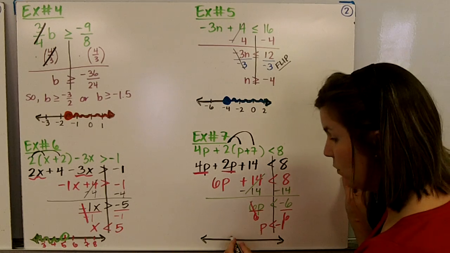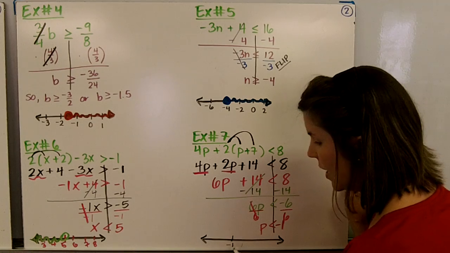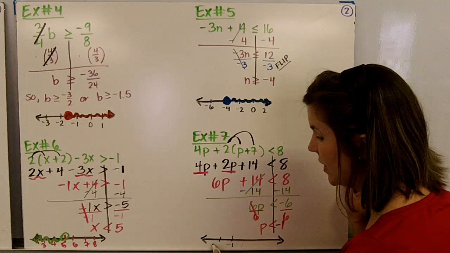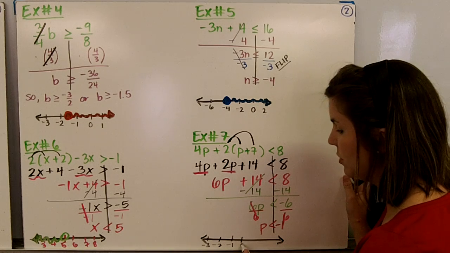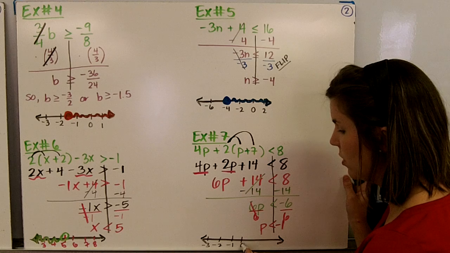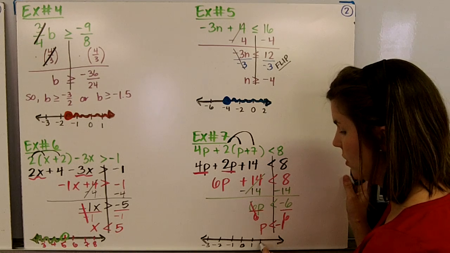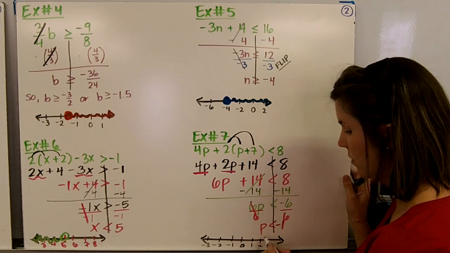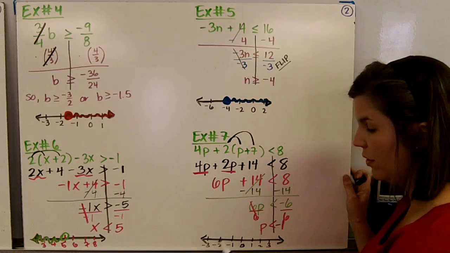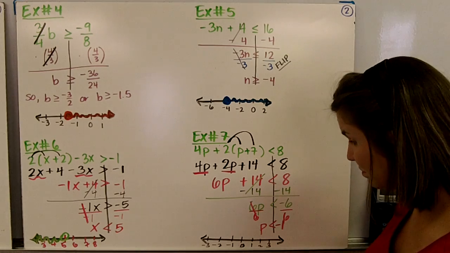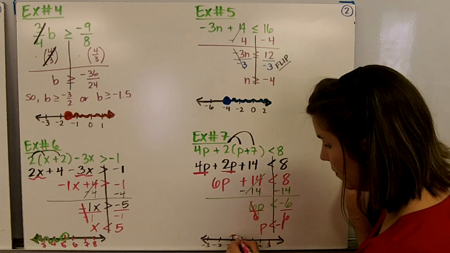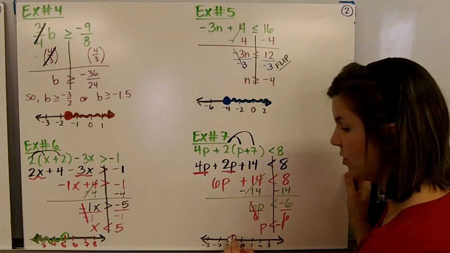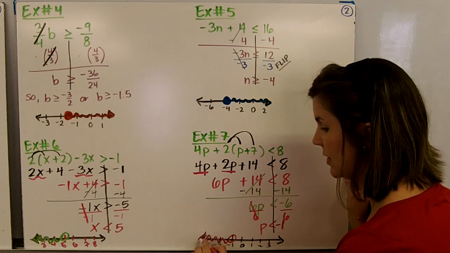Mark negative 1 on your number line and put some numbers less than negative 1, like negative 2, negative 3, and some numbers bigger than negative 1, like 0, 1, 2, 3. You just want to be able to see where negative 1 is on the number line. An open circle because I don't have an equal to bar. And less than, so everything to the left, less than.